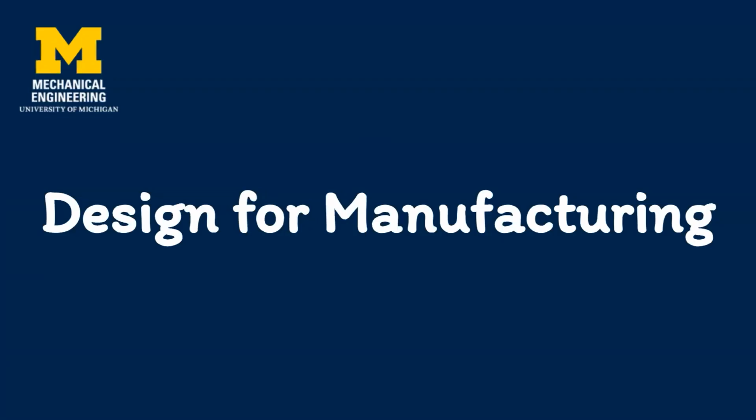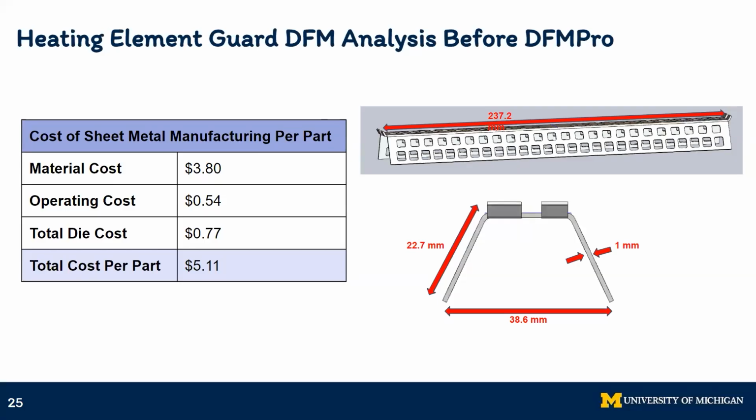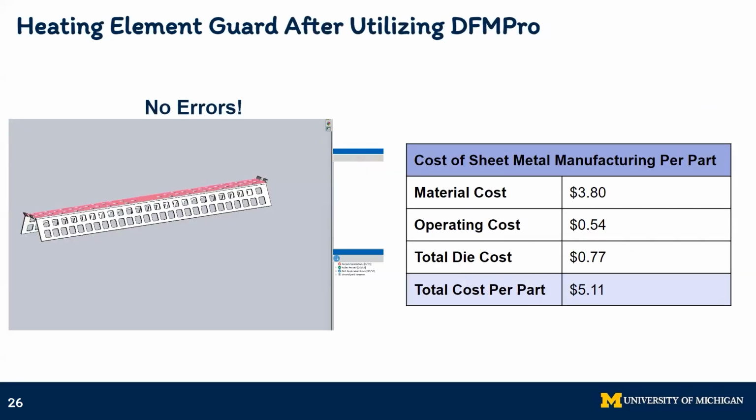Moving into design for manufacturing, we first analyzed the cost of manufacturing the heating element guard with sheet metal manufacturing before analyzing the design with DfM Pro. This cost includes material cost, operating costs, and total die costs, and it came to $5.11. After analyzing with DfM Pro, we found no errors in this design, so it actually stayed the same at $5.11.